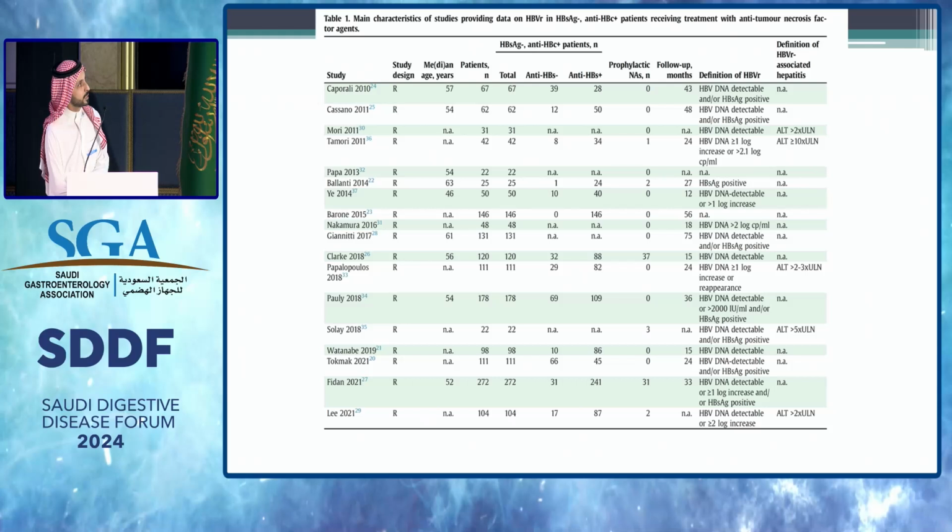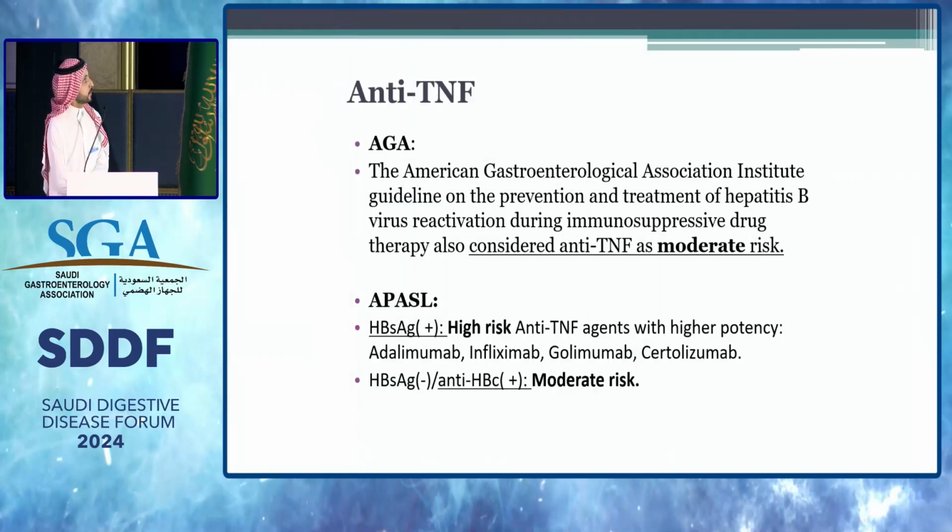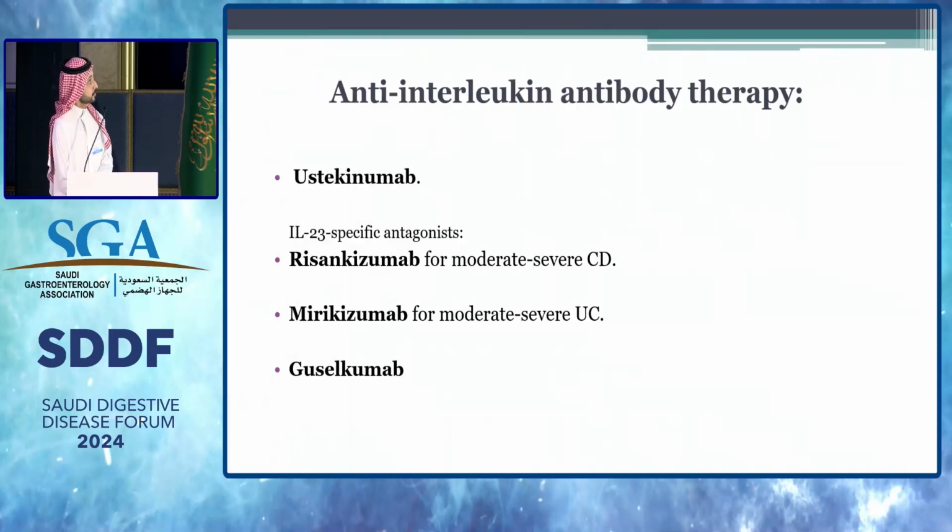If you look at the right side of the table, you notice this discrepancy in defining what is hepatitis. For example, some studies will define it as more than 10 times the upper limit of normal, while others only more than 2. Also, the definition of reactivation varied between studies. So in summary, AGA says it's moderate risk for reactivation for anti-TNF, and then APASL said for surface antigen positive, that's high risk, especially for agents with higher potency. And if only the core is positive, it's considered as moderate risk.